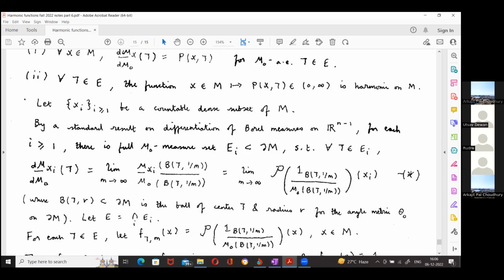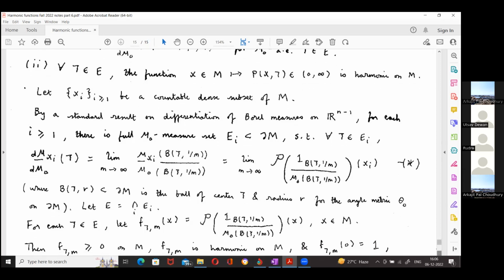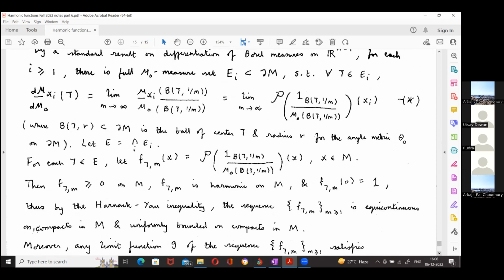So now what I can do is, this is the limit as m tends to infinity. I have a countable collection of full measure sets. I take E to be the intersection of the E_i's. Now if xi is a point in this intersection E, I define a function f of xi, m, of x, which is this Poisson transform of the indicator function of the ball B(xi, 1/m), divided by mu naught of B(xi, 1/m), evaluated at x.